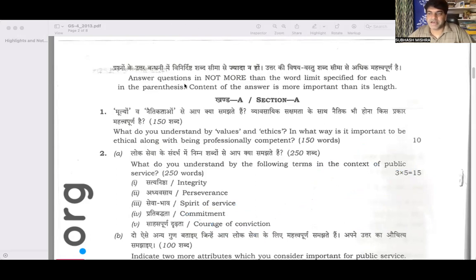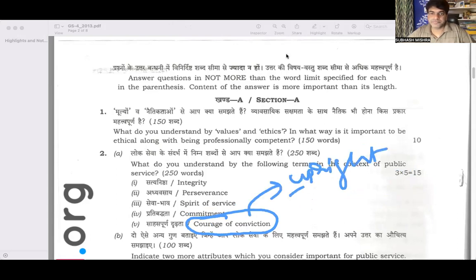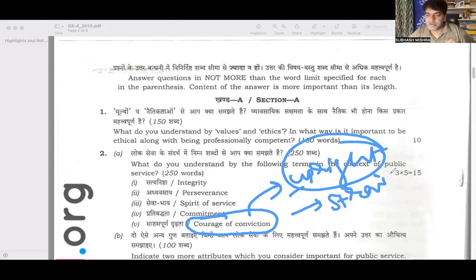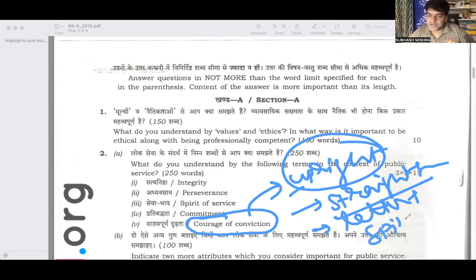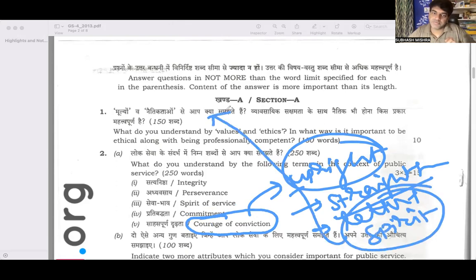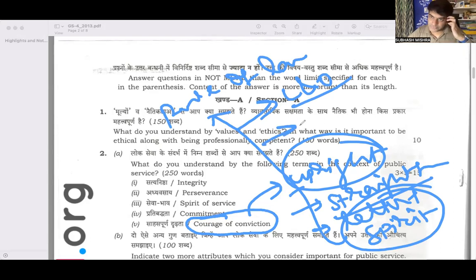So courage of conviction comes from your understanding of the business of governance, where you have to be upright, very, very straightforward. In letter, not only in letter but in spirit also. Letter and spirit, following the rule of law. You are actually maintaining the law and order situation. You are actually performing in any condition, you are able to perform with courage of conviction.